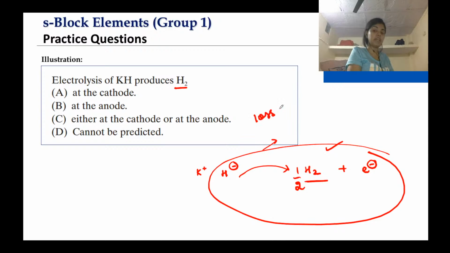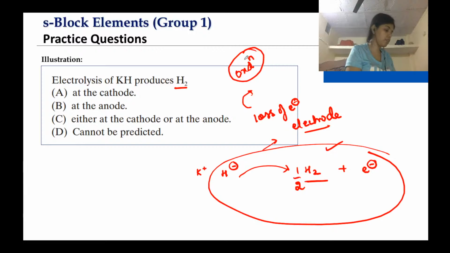Loss of electron takes place at which electrode? Loss of electron is what? Oxidation. So oxidation takes place at which electrode? Anode or cathode? I have given you the hint for this question. Anyone with the answer? Loss of electron takes place on which electrode? Cathode or anode? Oxidation takes place at which electrode?